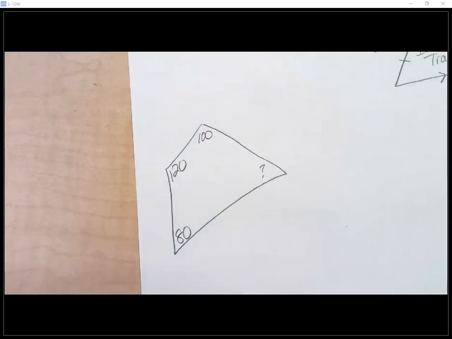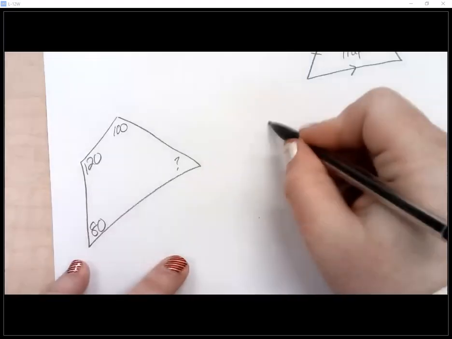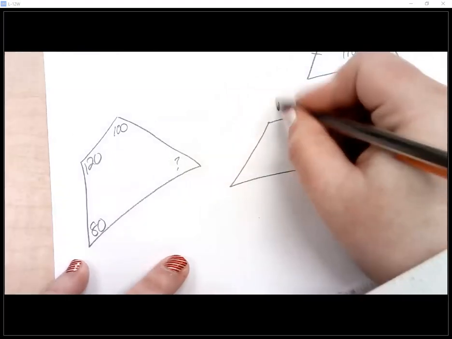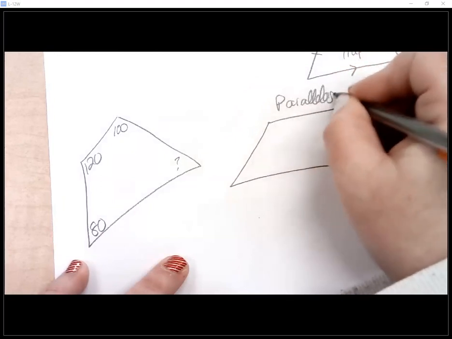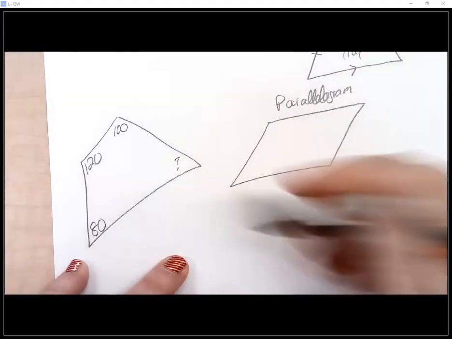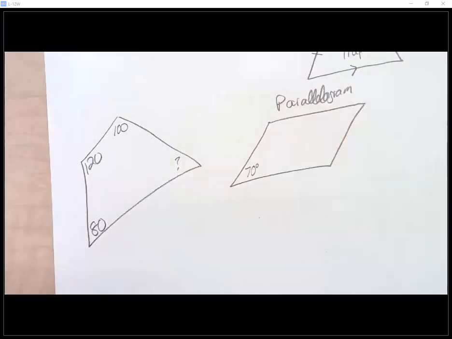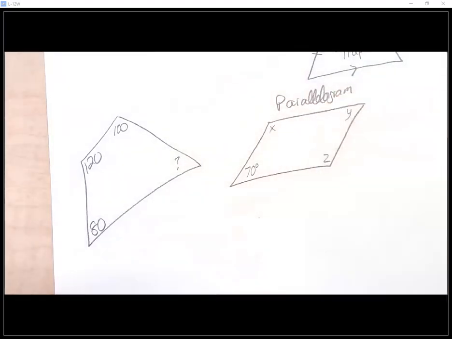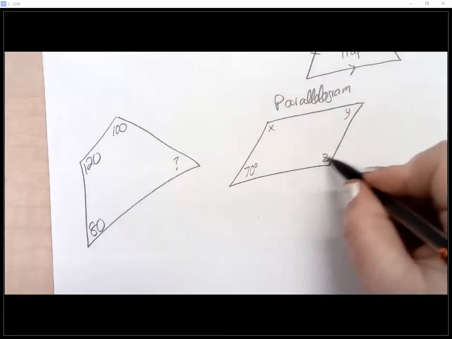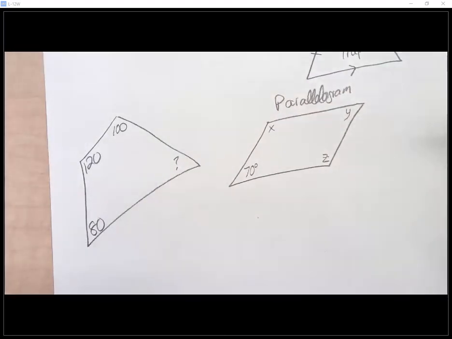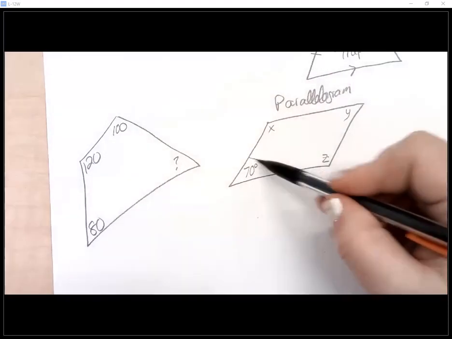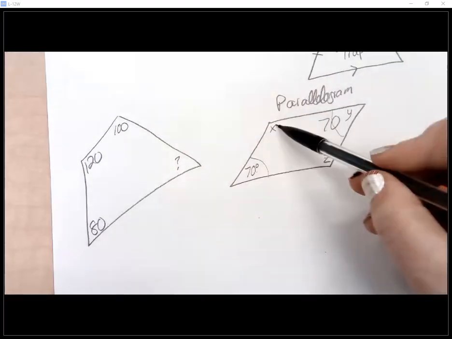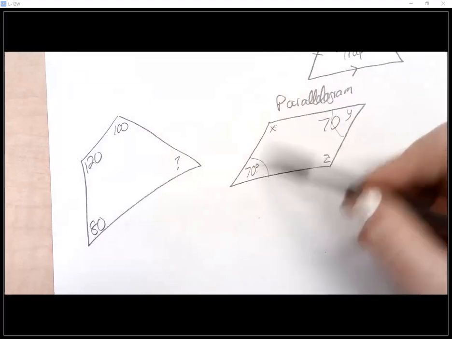Now, if I have a parallelogram and I only tell you that this one is 70 and I don't tell you the rest, could you find, let's put some letters in, X, Y, Z, could you find all three? X would be 110. Why would it have to be 70? Right, in parallelograms, the opposite angles are the same. So if that's 70, that's 70. And then you also have any two in a row are supplementary. So these have to be 110s.